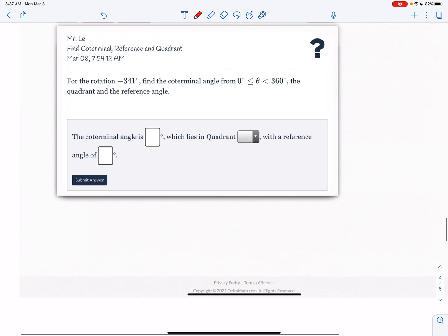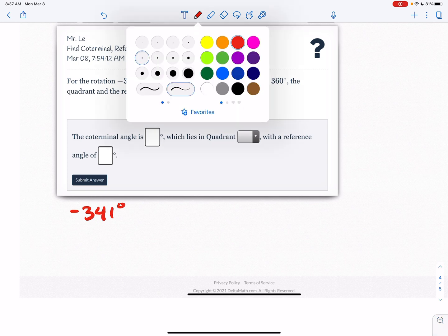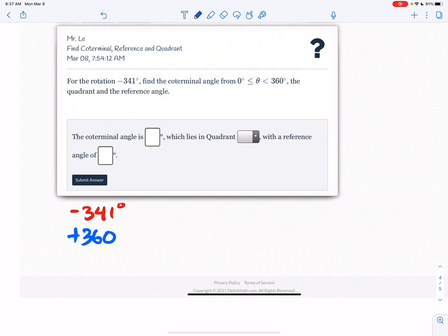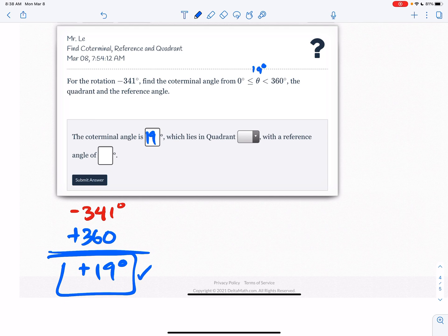So here for the rotation of negative 341 degrees, this angle is definitely too small. So we're going to add increments of 360 for our coterminal angle here. If we add 360, we should get a positive, what is that, 19 degrees? Hopefully I'm doing my math right. 19 degrees. And is 19 somewhere in between 0 and 360? Absolutely. So our coterminal angle is 19 degrees. I know that 19 degrees is somewhere in quadrant 1.